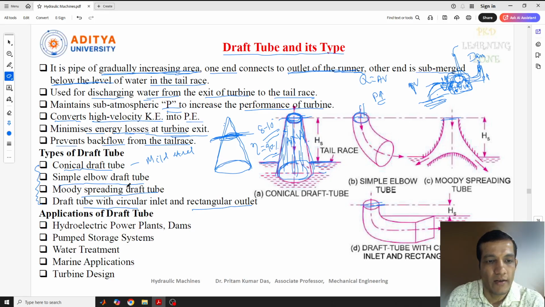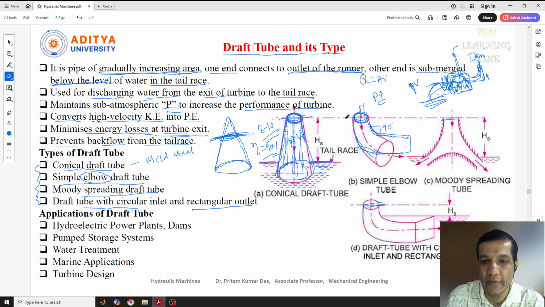Similarly, the second one is the simple elbow draft tube. If you see the simple elbow draft tube, here also we have a bend; it will be bent in structure. Elbow type will be there. Mostly some angle will be there between inlet and outlet position, and that elbow position will be near about 90 degrees. Here it is given slightly some angle. It can be taken up to 90 degrees because the name itself is simple elbow draft tube.